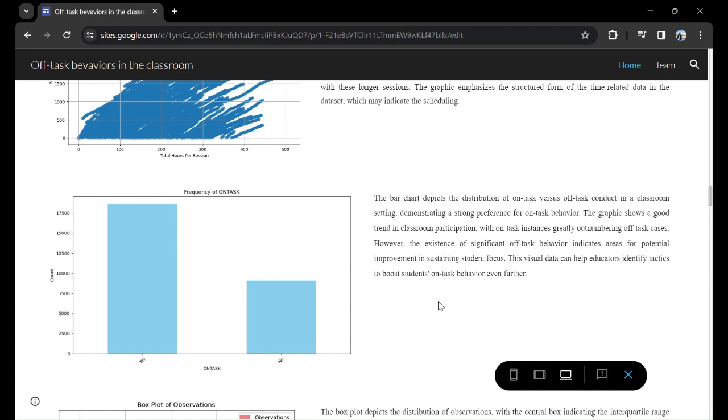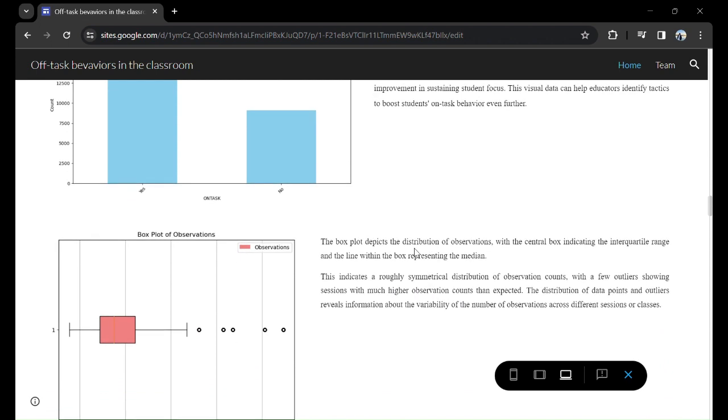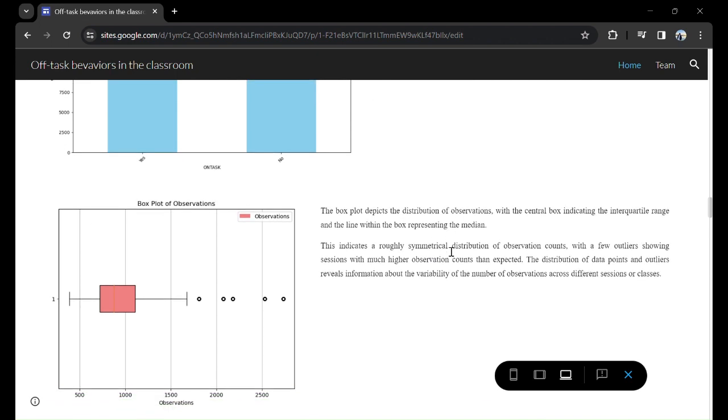And coming to the box plot, we have used the distribution of observations, where we can see that it is a roughly symmetrical distribution of observation counts, with a few outliers showing sessions with a higher observation count than expected. The distribution of data points and outliers reveals information about the variability of the number of observations across different sessions or classes.